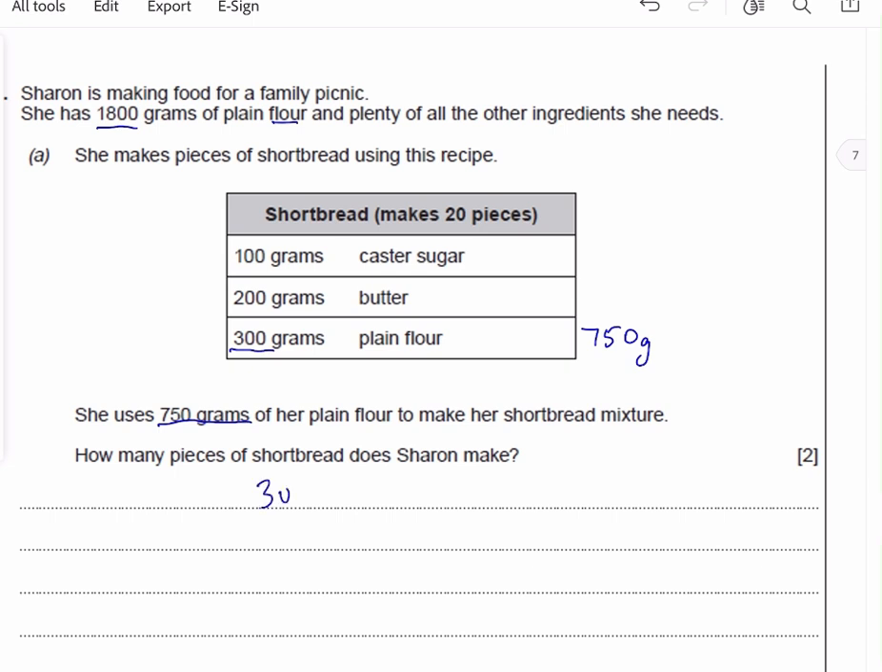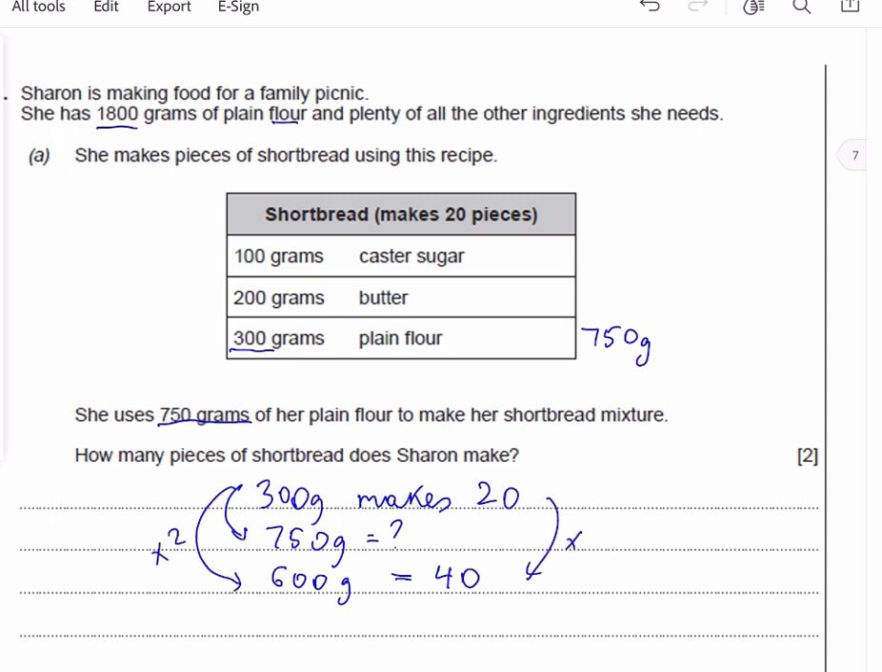This recipe makes 20 pieces. So 300 grams of flour is enough to make 20 pieces. But we've got 750. We're going to look at the increase from 300 to 750 and find out the number of shortbread. So we can double each amount first. 300 doubled gives you 600. We're going to double the number of shortbread as well. That gives you 40.